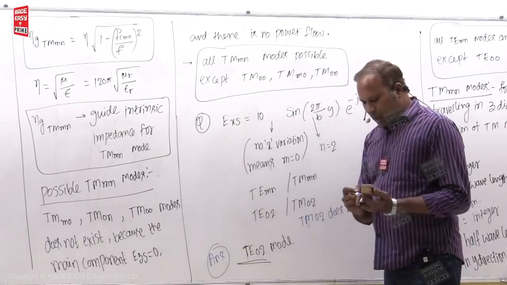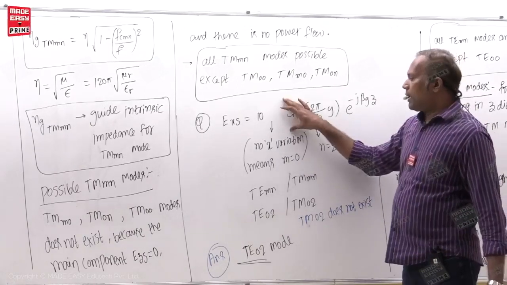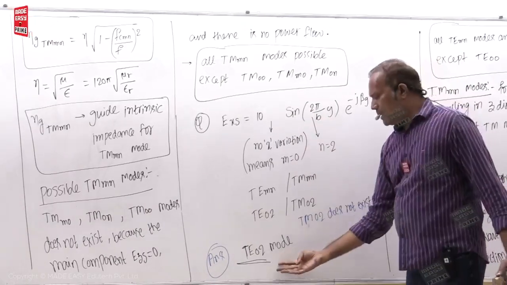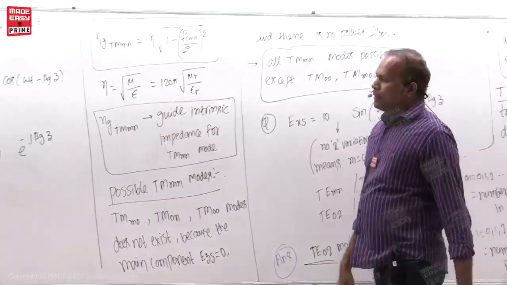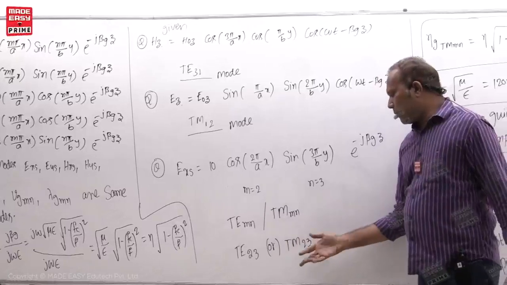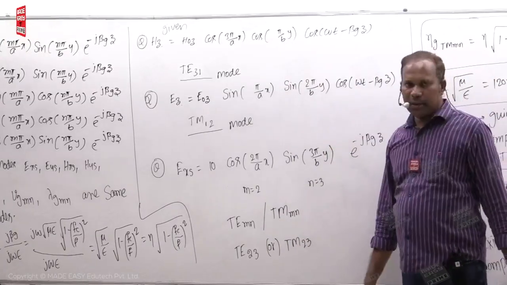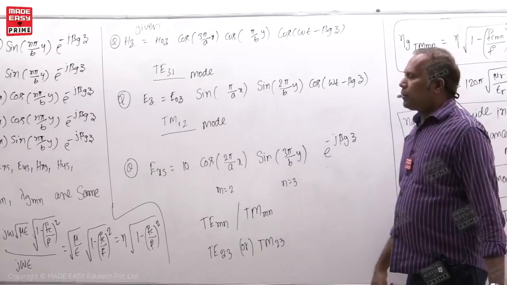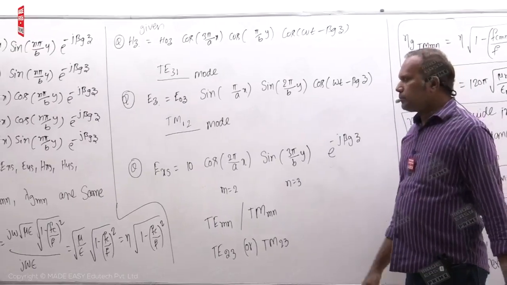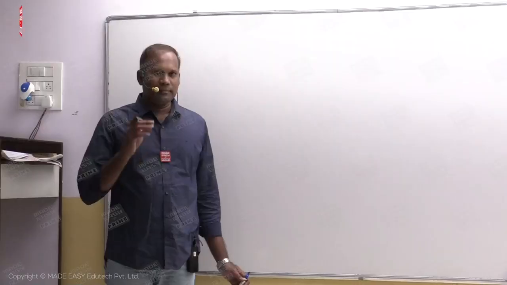So in total I have solved 4 questions for modes. If in exam this question is given, then find the mode. The answer is TE02. It may be TE23 or TM23, both can be present. Like this, total 4 questions on modes. Okay. Now after this we are going to discuss some other topic.